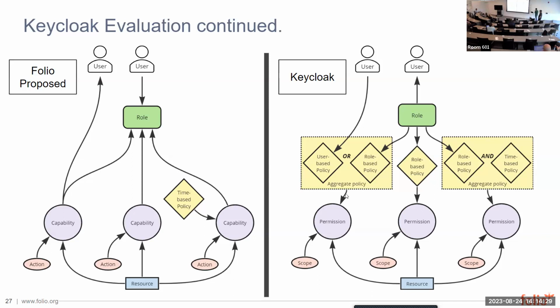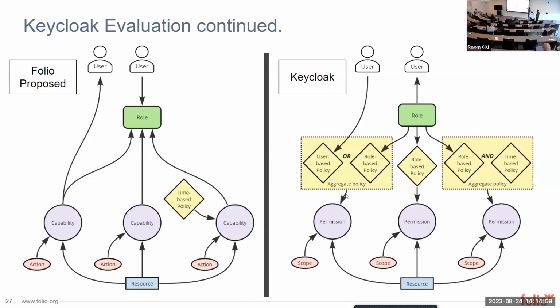So the notion of resource is reused here. I mean, they actually call it the same exact thing. Scope and action are pretty much analogous here. Keycloak permission loosely maps to a capability. It's sort of the combination of all these things. And just like in the proposed model, we have policies which are assigned to the capabilities as well. And so it all maps pretty well.